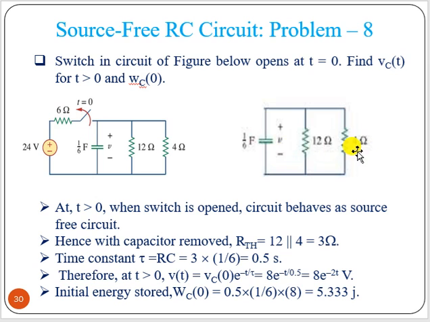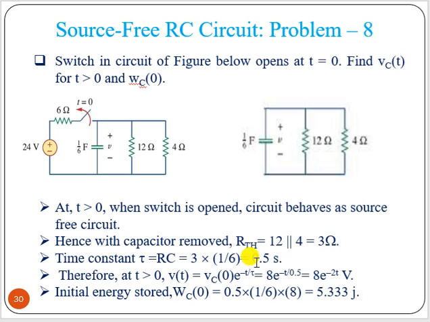Now to find out RTH, these two are in parallel. So 12 parallel 4, we get 3 ohm. Tau equals 3 ohm into 1 by 6, so 0.5. Then Vc(t) will be equal to Vc(0) e to the power minus t by tau. So we can get the value. Initial energy you can find out, that is 0.5 into C into V square.